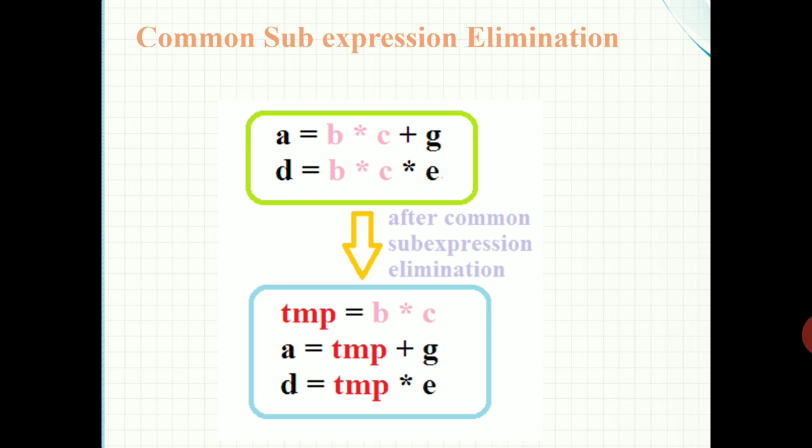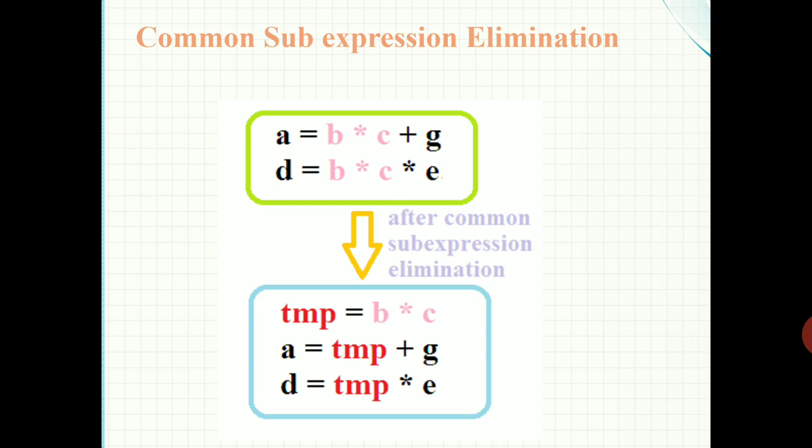That is, the same expression appears in more than one place, and performance can be improved by generating the code for that expression in one place. An expression is a common sub-expression if the expression was previously computed and the values of the operands have not changed since the previous computation. Then we can say that it is a common sub-expression.